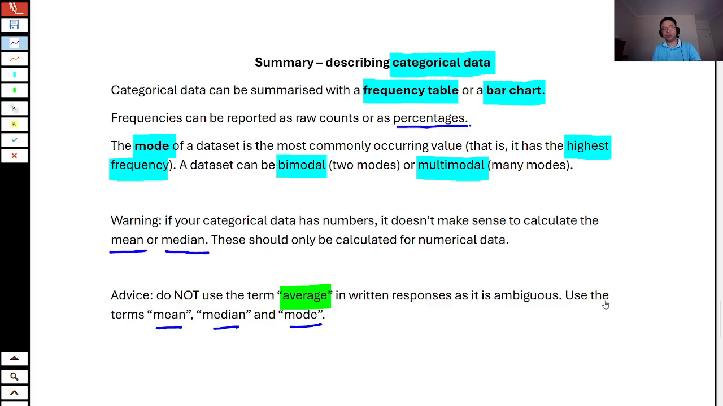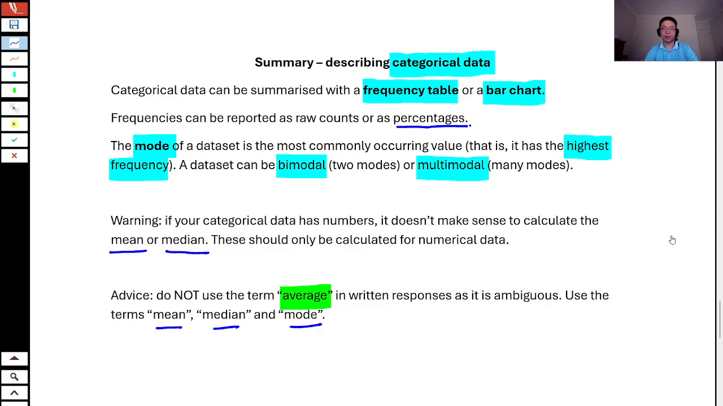If you have categorical data, you shouldn't be finding the mean or the median. Chances are you've either misclassified your data or what you're about to produce isn't going to make sense. So just want to alert you to that.